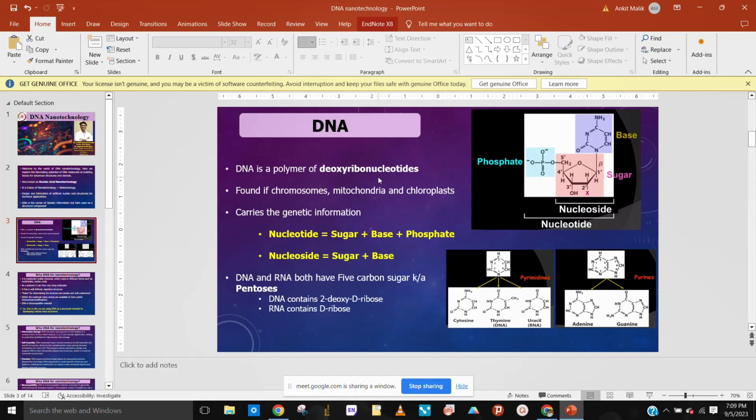DNA and RNA both have a 5-carbon sugar, known as pentose. DNA contains 2-deoxy-D-ribose, and RNA contains D-ribose. There are two more terms: pyrimidines and purines. Cytosine, thymine, and uracil are known as pyrimidines, and adenine and guanine are known as purines. Thymine is only used in DNA. In RNA, it is replaced by uracil.